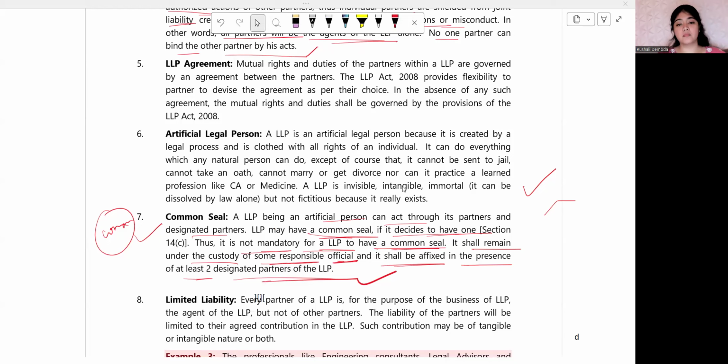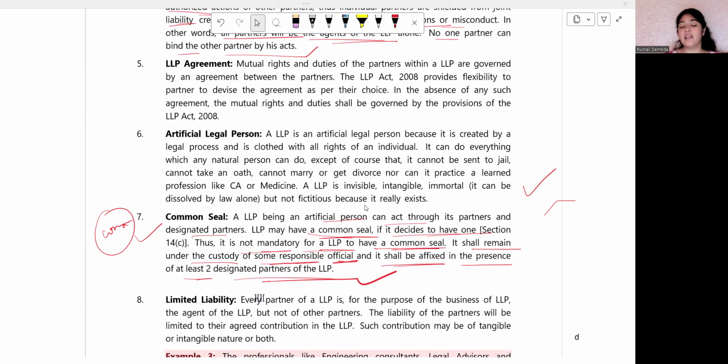Ma'am, why can't the LLP be the agent of others? Because if it becomes agent of others, and one of the partners does something wrong, then they will have to tell the other partners to pay the money. That is why it is not agent of others. Partners can be agents of LLP.